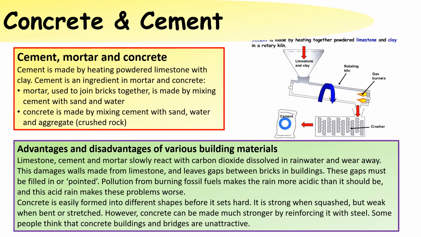Pollution from burning fossil fuels makes rain more acidic than it should be, so therefore this causes the problem to become worse. Concrete is easily formed into different shapes before it sets hard. It's strong when squashed, but weak when bent or stretched. However, concrete can be made much stronger by reinforcing it with steel. Some people think that concrete buildings are unattractive, however.